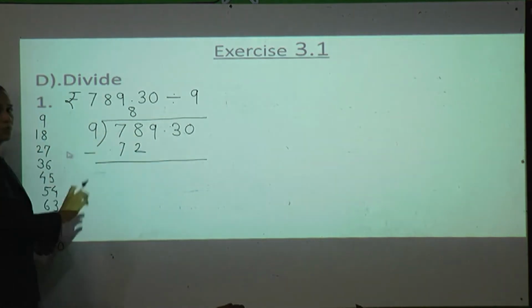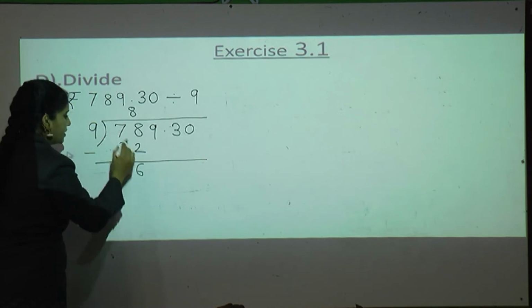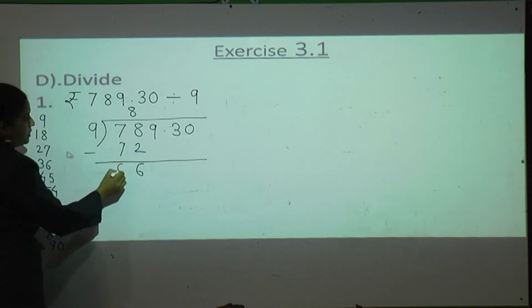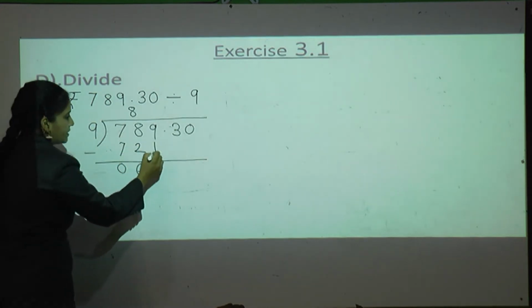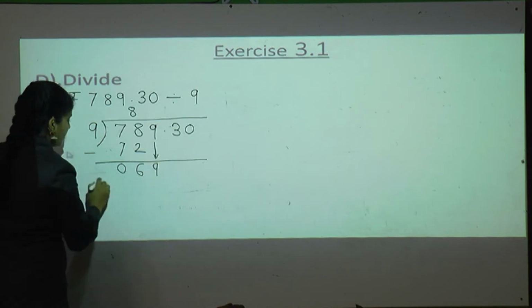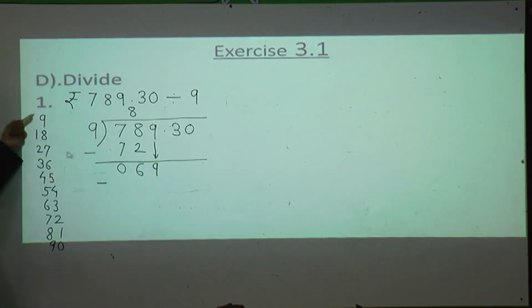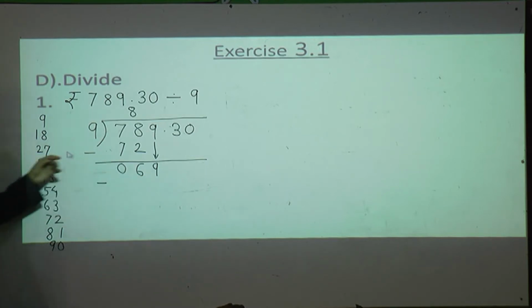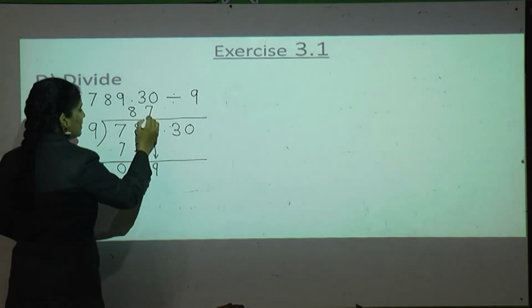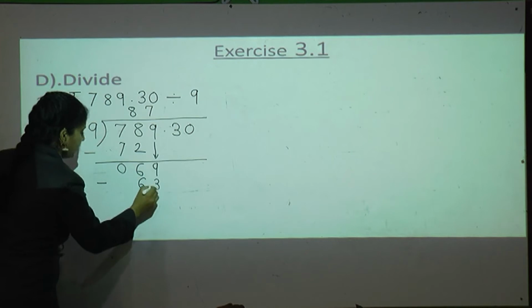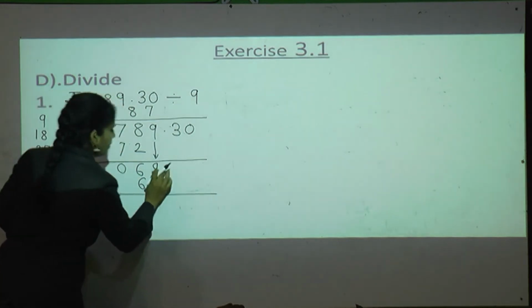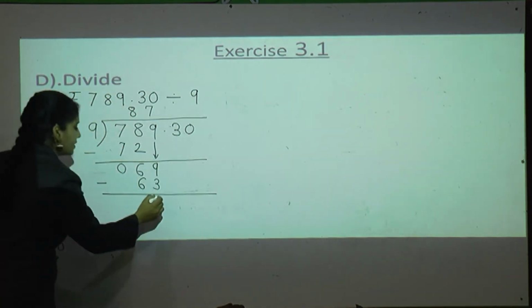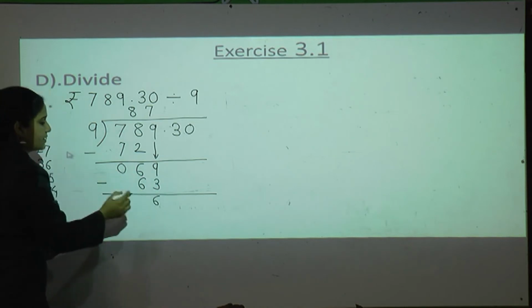8 minus 2, 6. Good. 7 minus 7, 0. Now take this 9 here. Now tell me, 69 is not in the table of 9. So take a number less than 69. Which one here? 63. So 9 7s are 63. 9 minus 3, 6. And 6 minus 6, 0.